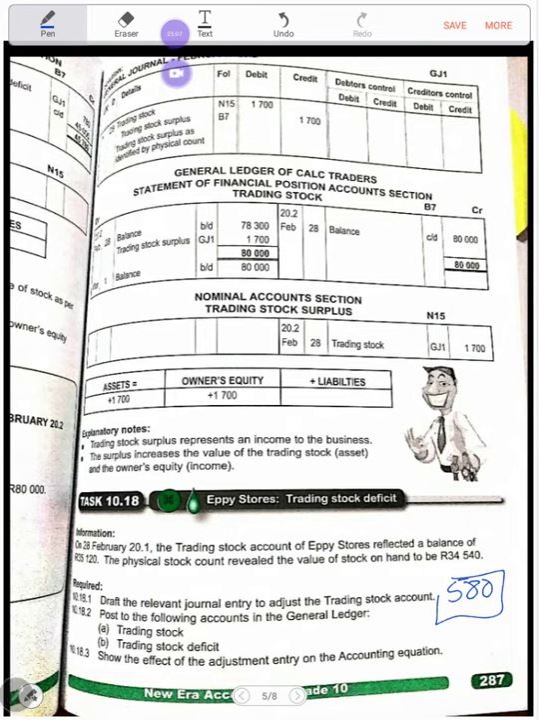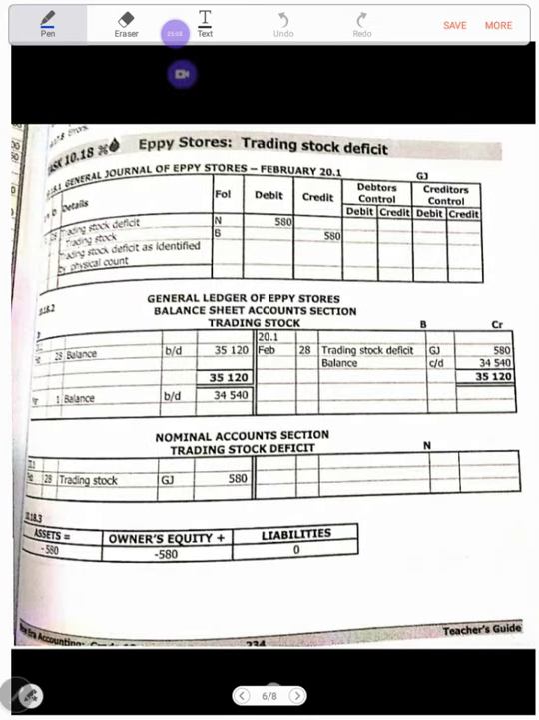credit side. So we are now going to make the necessary adjustments in our general journal. Trading stock deficit is an expense, so it will be my account debit. Trading stock is decreasing, it's an asset, and that is why we're putting it on the credit side. Our narration in our general journal is trading stock deficit as identified by physical count. Now what I have to do is go and update my stock account.